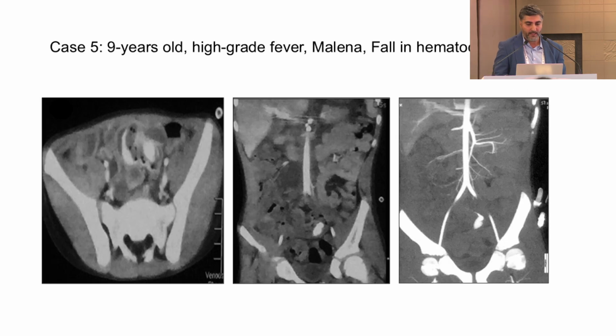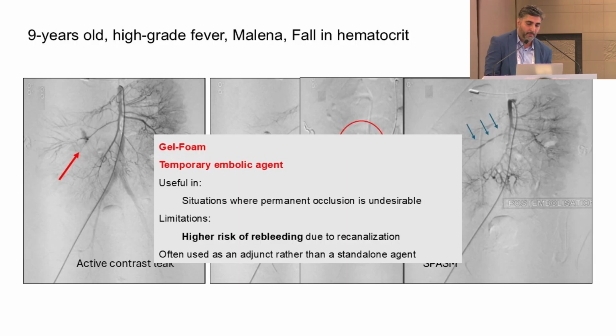A 9-year-old with high-grade fever, melena, fallen hematocrit. We encountered a lot of vasospasm in this patient. One of the ileal branches was bleeding, and we were not able to reach the branch. We used 0.1 ml of gel foam slurry just to introduce stasis again. Gel foam can be used in situations where permanent occlusion is undesirable. There is a higher risk of rebleeding, but we can take this trade-off.